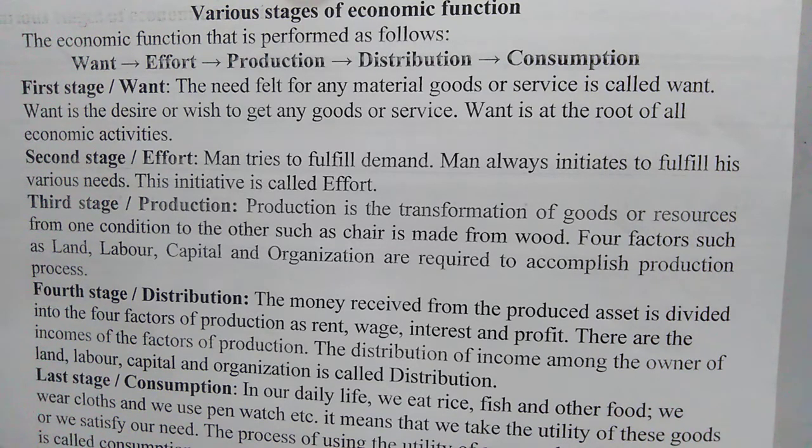Now, various stages of economic function. The economic function that is performed by a man to fulfill his various wants has various stages. The stages are as follows: want, effort, production, distribution, and consumption. In this way, we produce a thing, we use a thing, we distribute and consume a thing. First of all, want. That is the first stage of production, want.